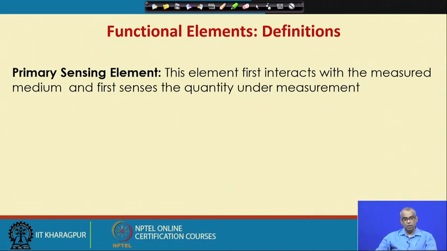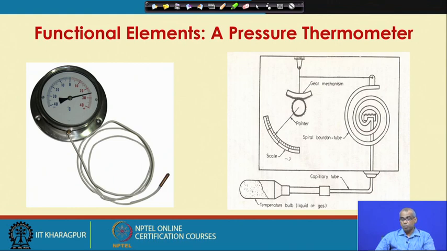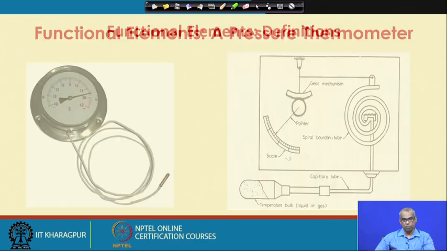So, there will be a primary sensing element, and this element first interacts with the measured medium and first senses the quantity under measurement. Now, there will be some output of this primary sensing element. Here what happens is, the bulb is the primary sensing element, the bulb receives the thermal energy and then undergoes restricted expansion. So, pressure is developed.